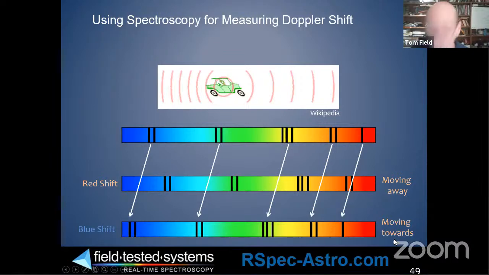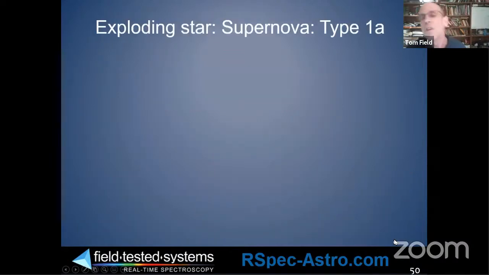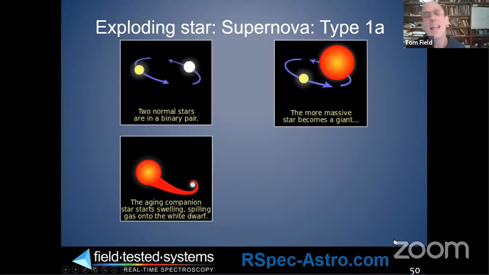Let's look at a really cool example. So supernovas, there's a lot of different exploding stars. Again, some of you, probably more than a handful, know more about this topic than I do. But there are different types of supernovae. One particular type is called a type 1A. And it's basically a binary system.